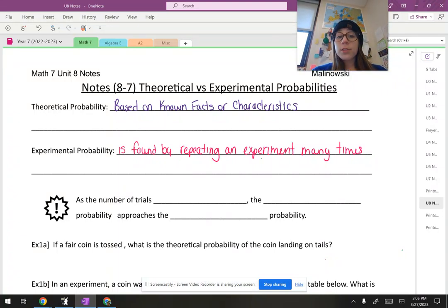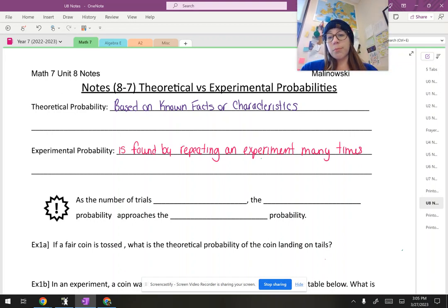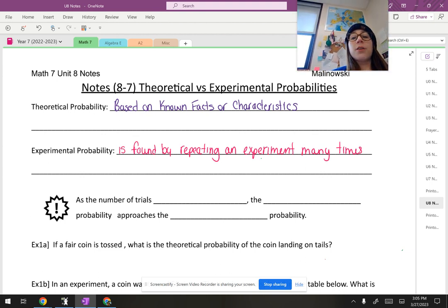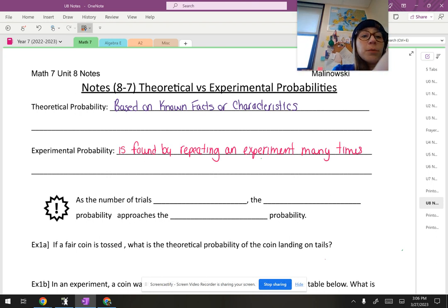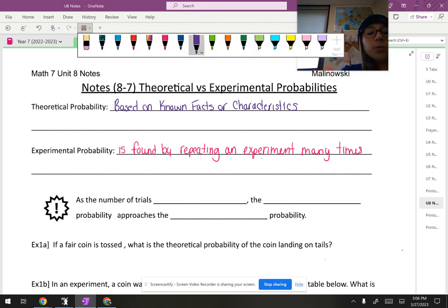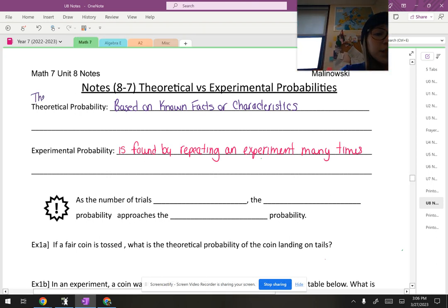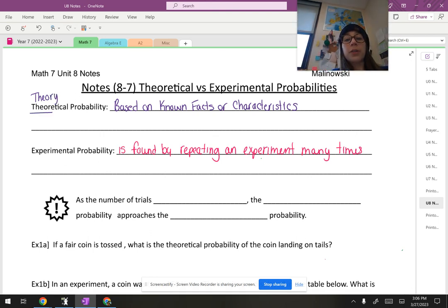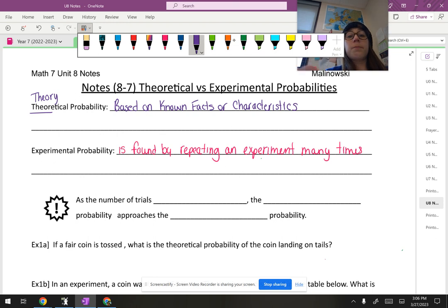Today we're going to look at notes for Math 7, 8-7 on theoretical probability versus experimental probabilities. So, theoretical probability is based on known facts or characteristics. Theoretical probability, you might see the word theory, or it kind of looks like the beginning of the word theory. In theory. So, you've been using theoretical probability for the past couple of days, you just haven't really recognized it.